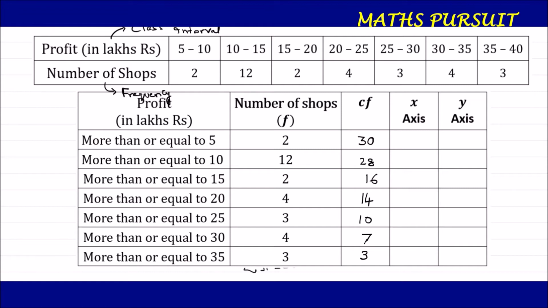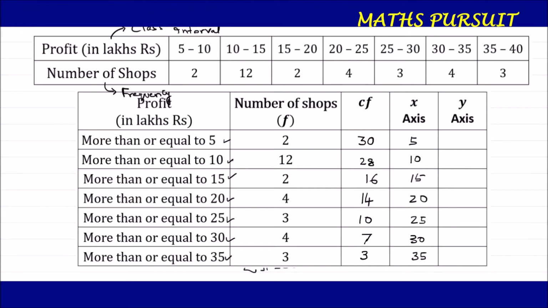Now guys, if you look here, it is 5, here it is 5, here it is 10, 15, 20, 25, 30, 35. So all this data, this profit data, will come in the x-axis. So I'm going to put all this data here in the x-axis: 5, 10, 15, 20, 25, 30 and 35. So these are the data that will be in the x-axis.